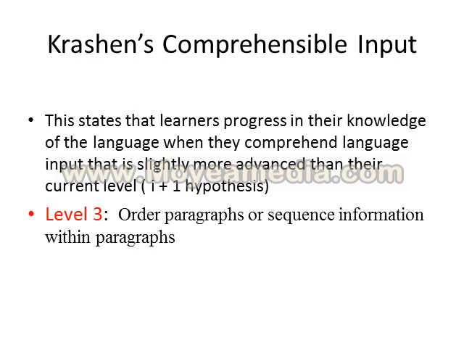What this means is that an English language learner who is at level 1 would benefit from language input that is slightly more advanced than that level 1. In other words, they would benefit from level 2, and those at level 2 would benefit from level 3. For this particular student who's performing between 1 and 2, if they were doing work from level 3, it might involve ordering paragraphs or sequencing information within paragraphs.